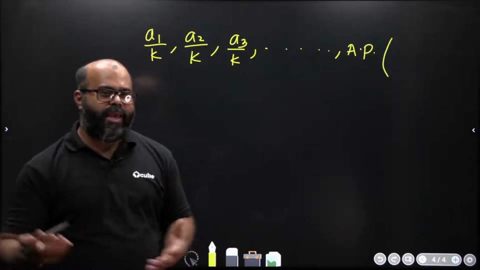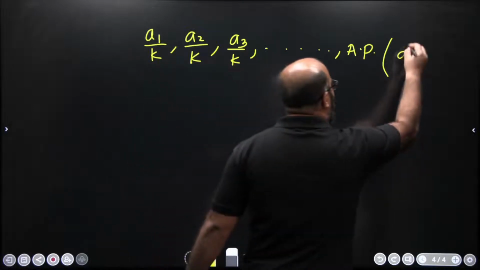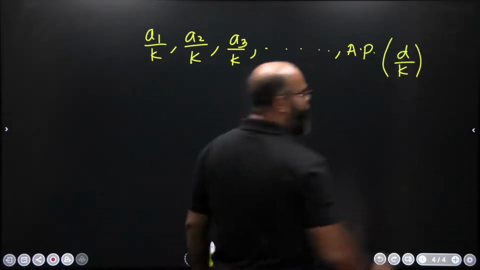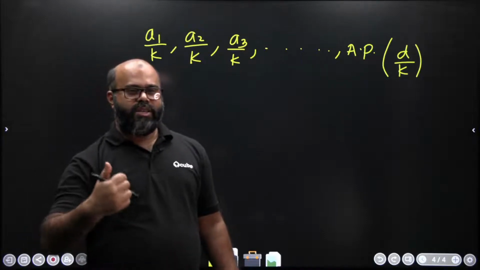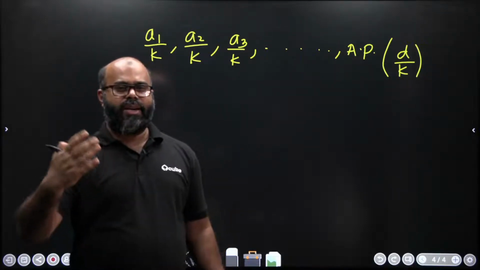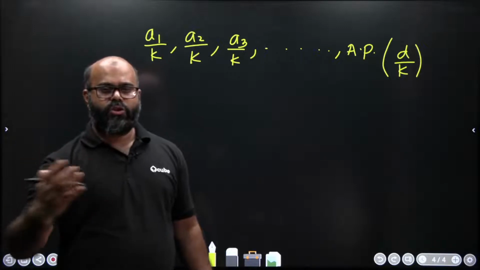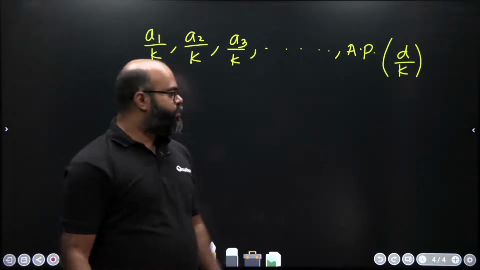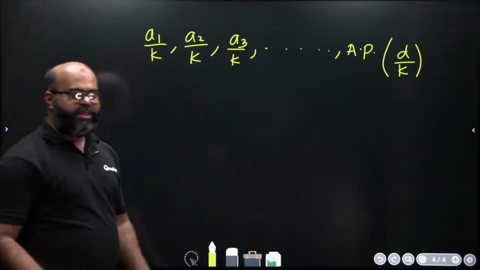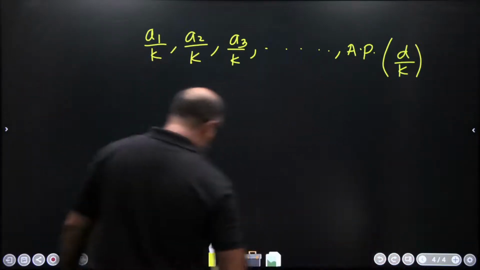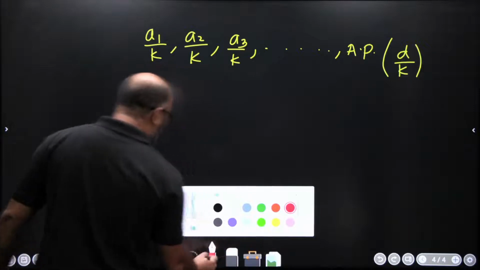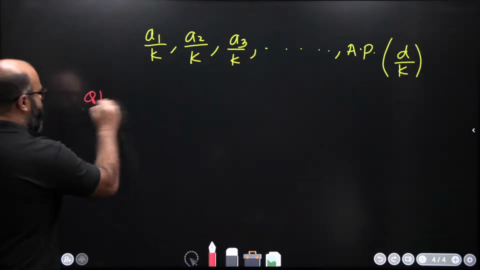Yes, it will be d by k. So we will divide d by k. Earlier we were multiplying d with k. So obviously, since all the terms are getting divided by k, the difference will also get divided by k. So this is the next property. Now we will see a few questions based on these two properties. It is important always to apply in maths, then only the concept would be clear.